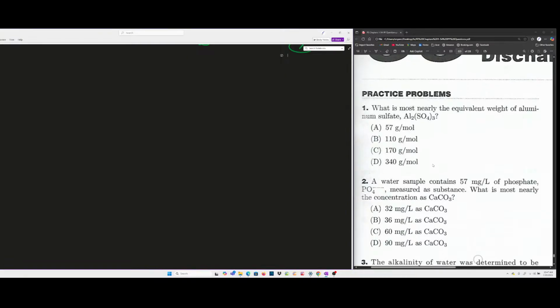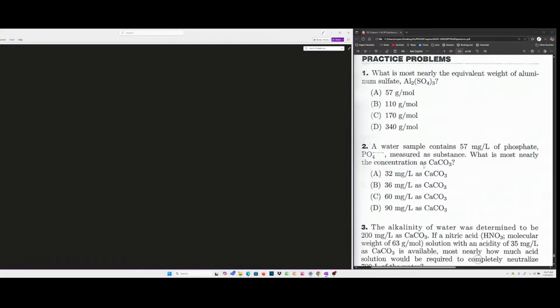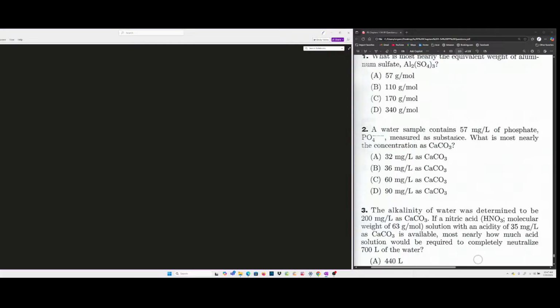So the next question we're going to have is: a water sample contains 57 milligrams per liter, so that is the concentration of phosphate measured as a substance. What is the concentration of CaCO3? Now for this question, I'm looking for the concentration of CaCO3. So I want to show you guys where I'm getting all this from.